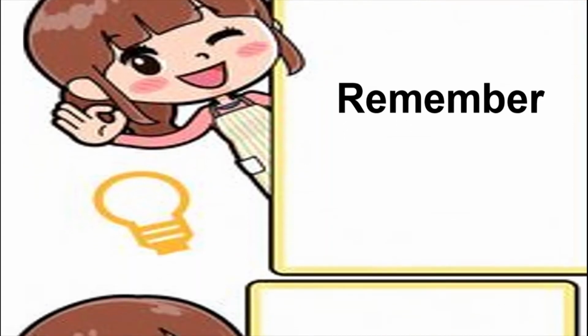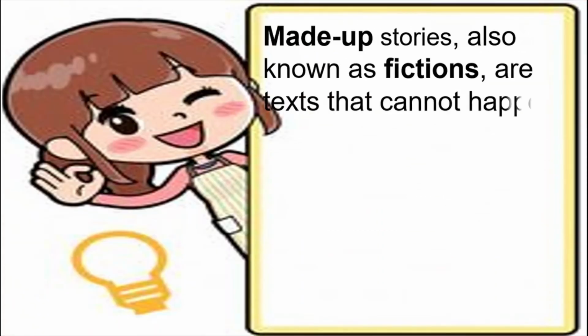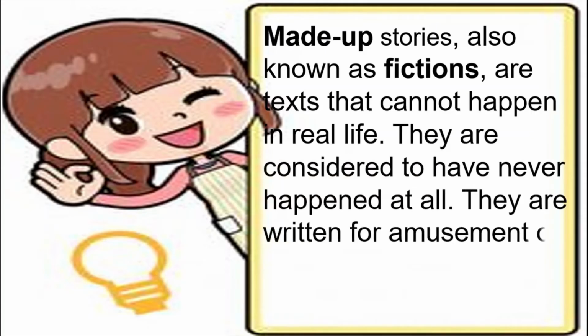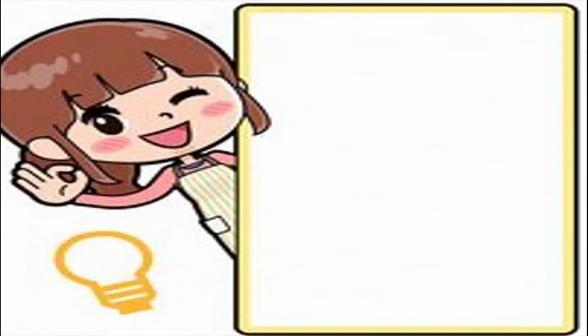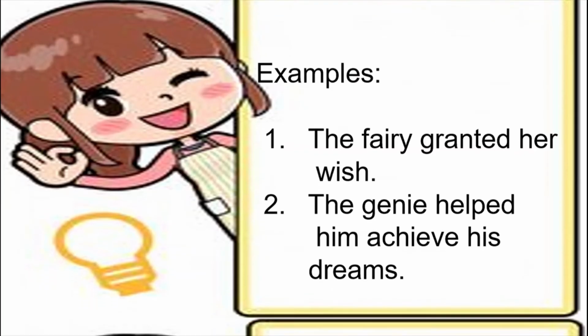Always remember, kids, that made-up stories, also known as fictions, are texts that cannot happen in real life. They are considered to have never happened at all. They are written for amusement or entertainment purposes only. Examples: the fairy granted her wish. The genie helped him achieve his dreams.